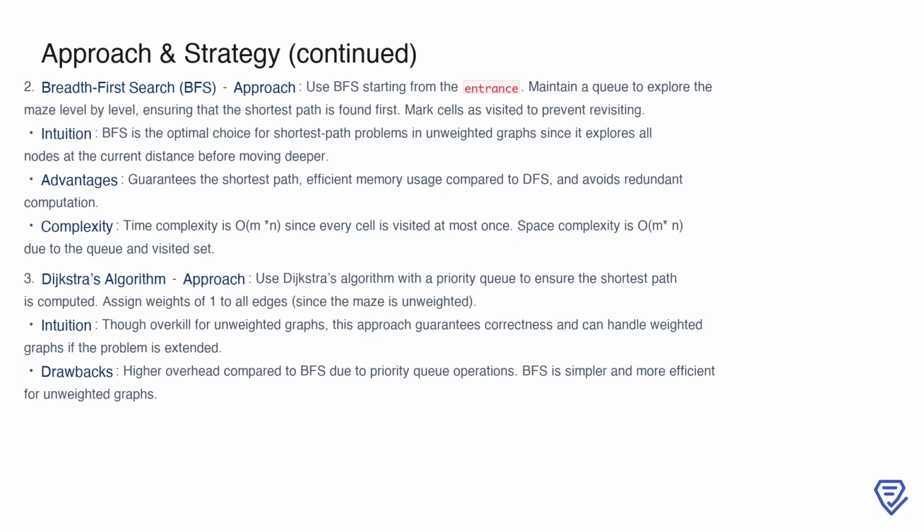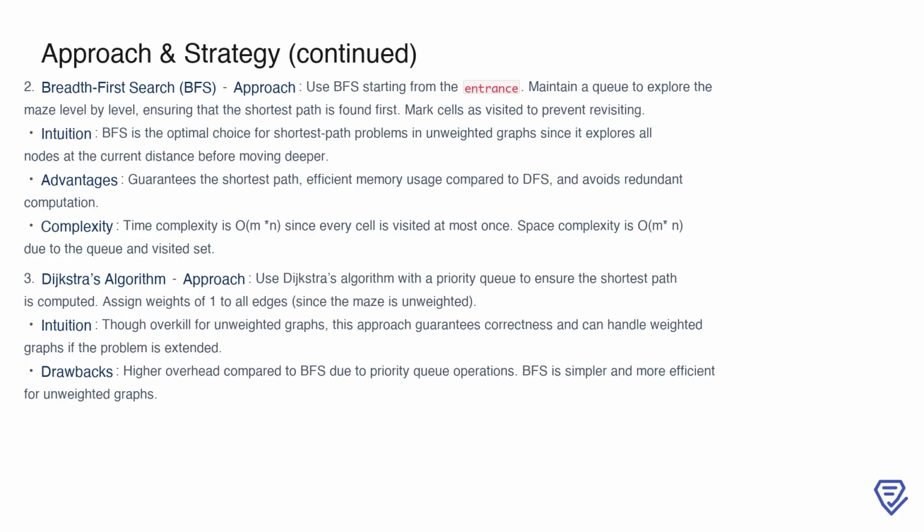To implement this, we use a queue to manage the cells to be explored, while marking cells as visited as soon as they are enqueued to avoid revisiting. BFS guarantees the shortest path because it processes nodes in increasing order of distance. Its time complexity is O(m*n), where m and n are the dimensions of the maze, as each cell is visited at most once. Additionally, its space complexity is also O(m*n) due to the storage requirements for the queue and the visited set.